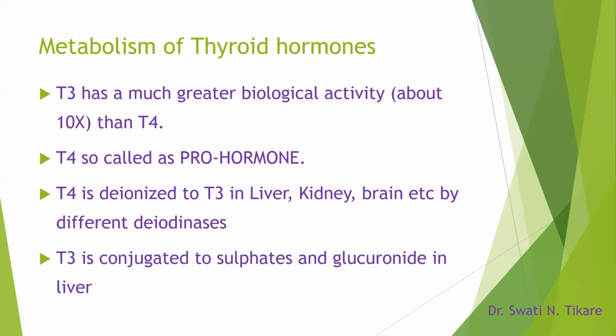And whatever T3 is formed is conjugated to sulfates and glucuronide in the liver. Okay. So most of the metabolism of any substance, whether it's a drug, hormone, or many substances, happens either in the liver or in the spleen. Okay. So these are the places where the metabolism is happening.